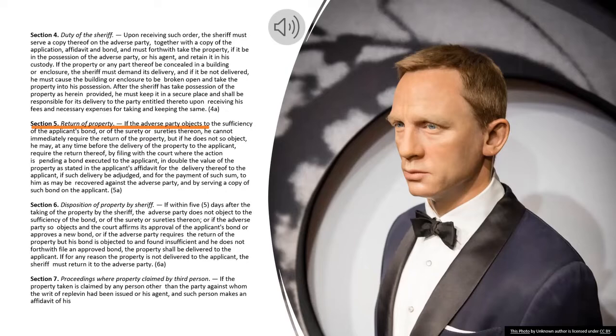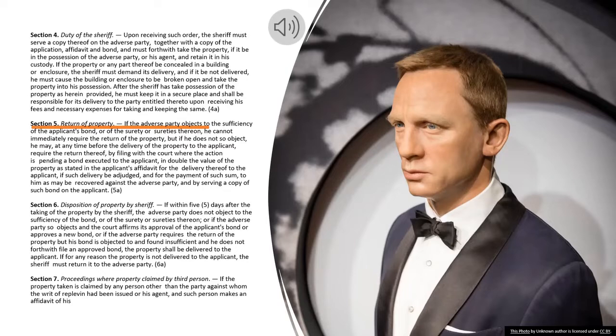If the property or any part thereof be concealed in a building or enclosure, the sheriff must demand its delivery, and if it be not delivered, he must cause the building or enclosure to be broken open and take the property into his possession. After the sheriff has taken possession of the property as herein provided, he must keep it in a secure place and shall be responsible for its delivery to the party entitled thereto upon receiving his fees and necessary expenses for taking and keeping the same.